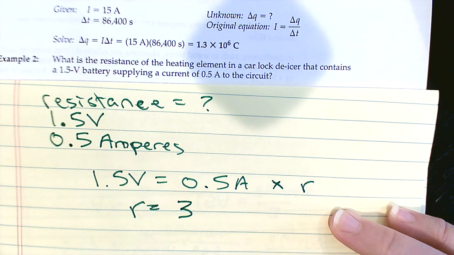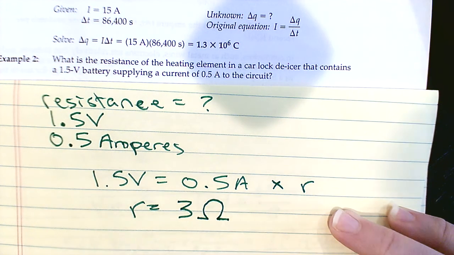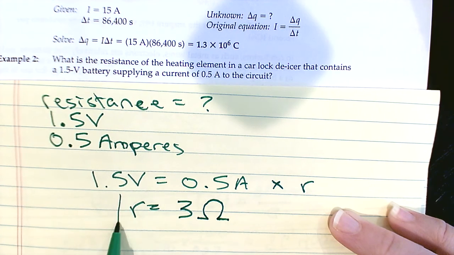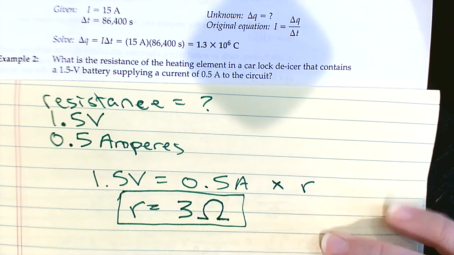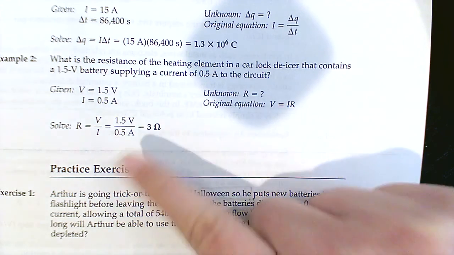And then remember our unit for resistance is that really cool symbol. It's omega in Greek, but we would say ohms. 3 ohms of resistance. Okay, so those are the two pre-solved ones. Oh, look, we did it right.